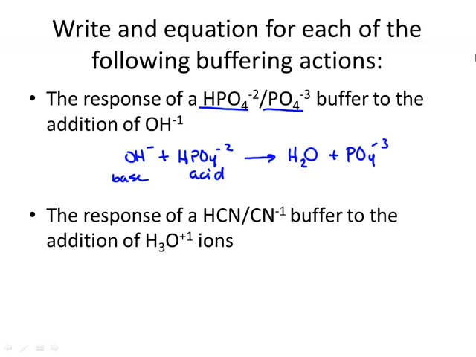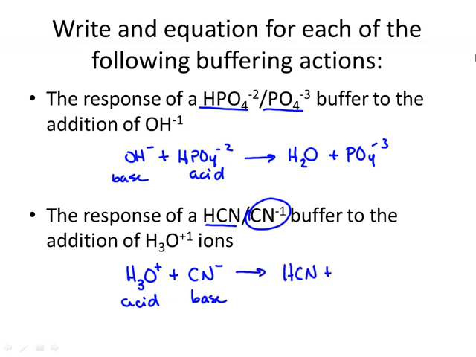The response of an HCN-CN minus buffer to the addition of hydronium. So hydronium is an acid. It's the acidic form of water, so it's going to react with the base. HCN, it's got an H up front. That's not a base. That's an acid. So CN minus must be my conjugate base. So we know this is acting like an acid, this is acting like a base, and so we should get HCN plus H2O.